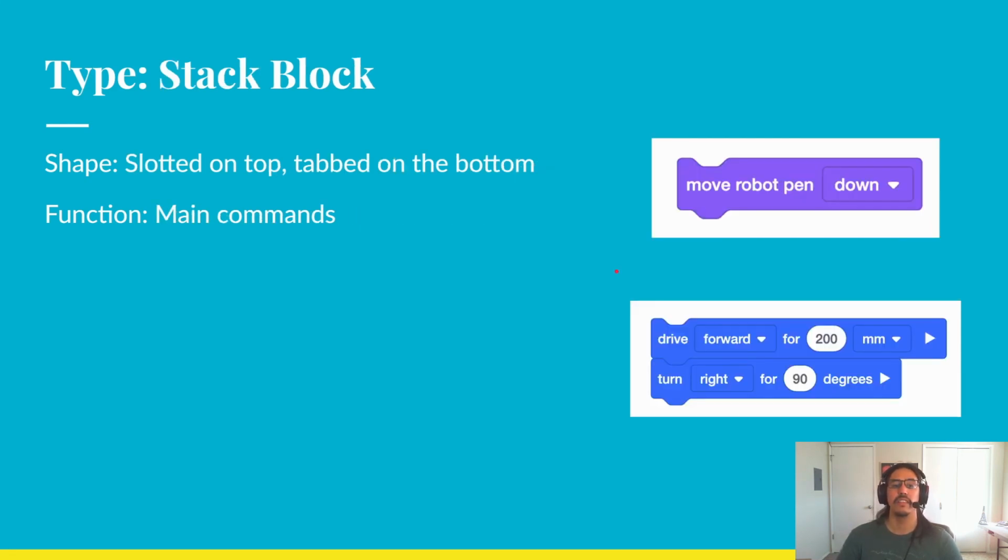Next block is the stack block. The stack block is kind of the bread and butter here. Their shape is that they have a slot on the top and a tab on the bottom, and that allows every stack block to attach to every other stack block. If we're still thinking about Legos, these are the main bricks, the ones that are just rectangular, and you can use them for just about anything. So stack blocks are going to hold our main commands. Just about every real command that we want to give to the robot or to a computer is going to be some form of stack block.